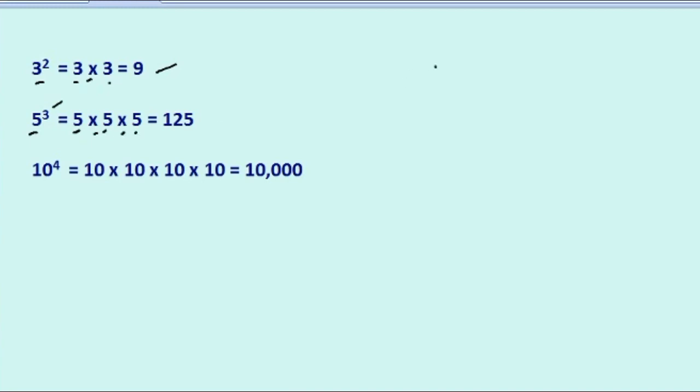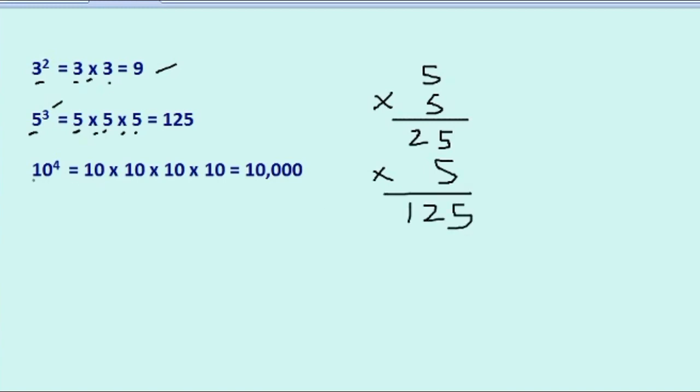I'll explain it like this: 5 multiplied by 5 will be 25. Again this 25 will be multiplied with 5. So the answer will be 125. In the same way, if the number is 10 raised to the power of 4, it means 10 into 10, 100. 100 into 10, 1000. 1000 into 10, 10,000. So 10,000 we can write in the form of 10 raised to the power of 4 also.